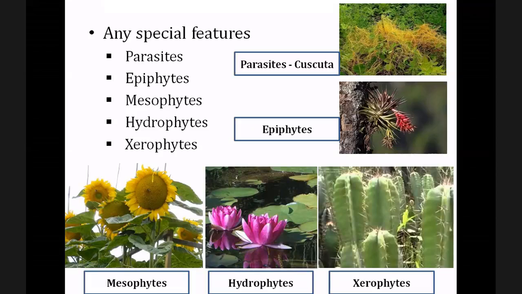The last category is the xerophytes. Xerophytes are plants adapted to live in dry conditions. They can live with a very little amount of water, so they have some adaptations to prevent water loss. The examples are cactus, pineapple, and aloe vera. Those are the examples of xerophytes.